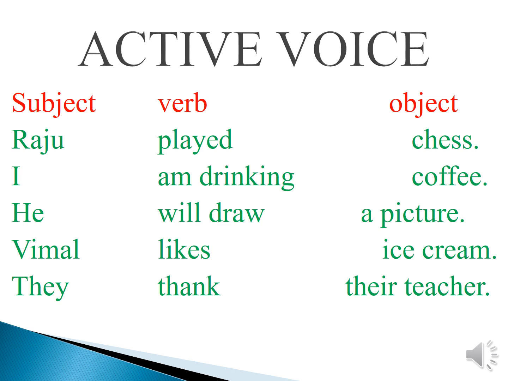I am drinking coffee. So, who is drinking coffee? I. I is the subject. Then this sentence is also an active voice sentence. He will draw a picture. Draw is the action word. Who will draw the picture? Who is doing the action? He. He is the subject. So it is an active voice sentence.